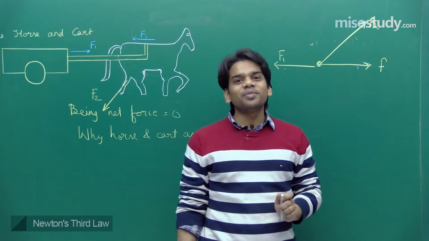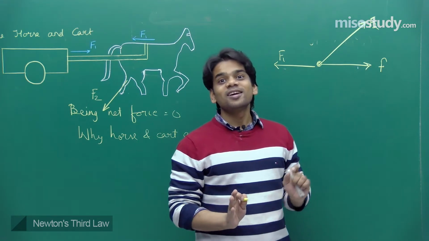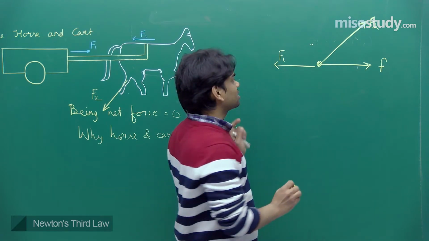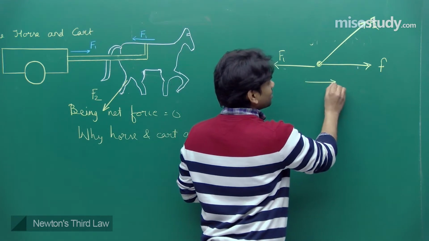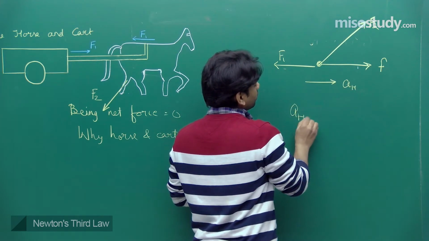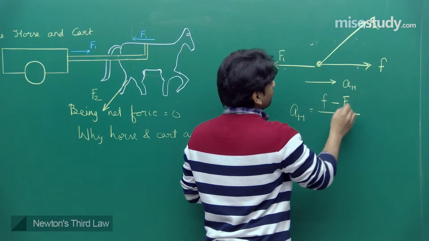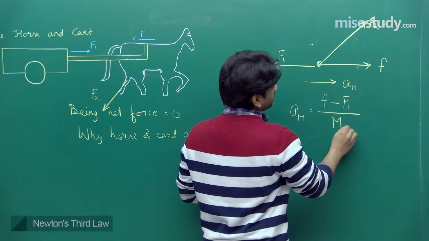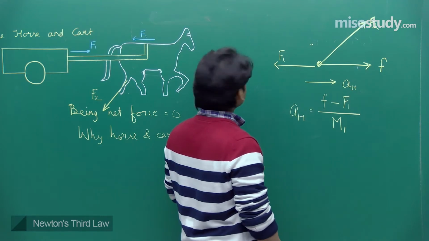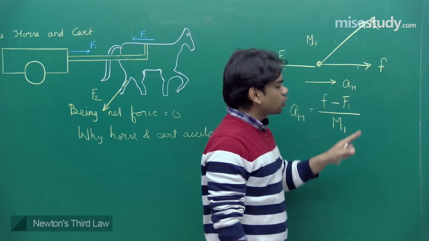Now the system is quite clear. We have taken the horse as the system, and we have written all the forces. Now we can find the acceleration of the horse. Since it is moving in the forward direction, let us take its acceleration as A of horse. So A of horse will come out to be the net force, f minus F1, divided by the mass of the horse, which we have taken as m1. This comes out to be the acceleration of the horse.